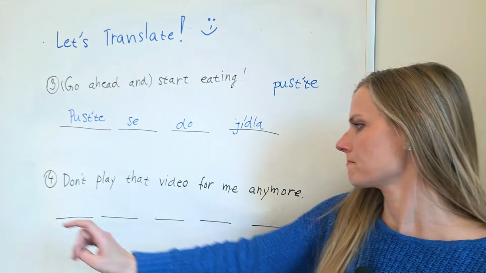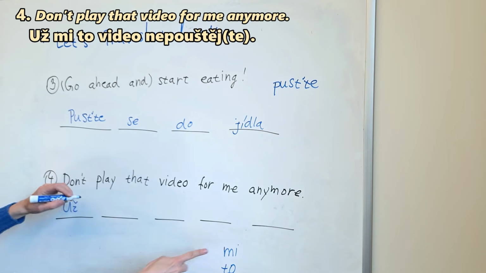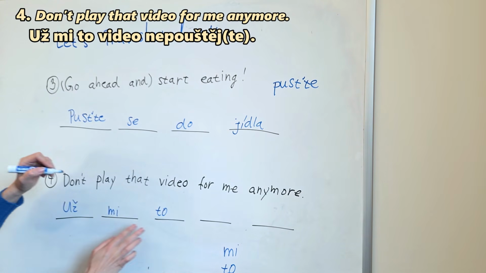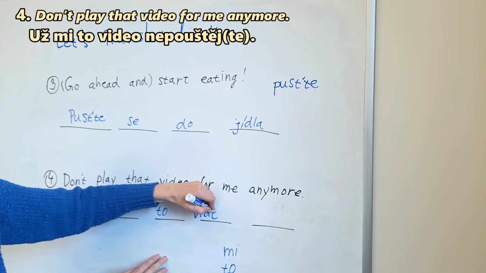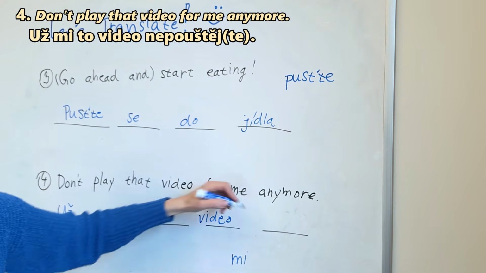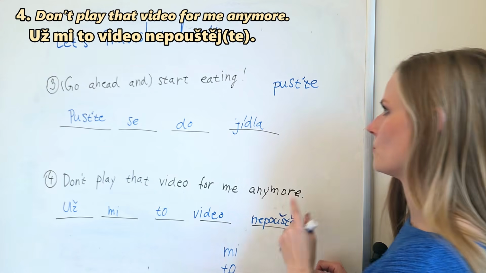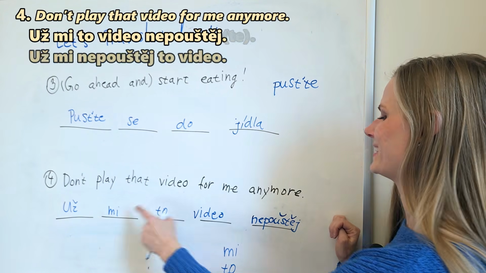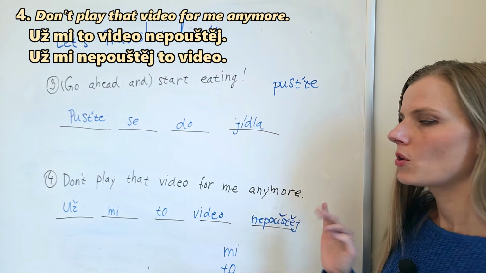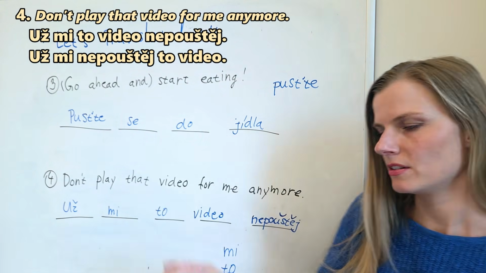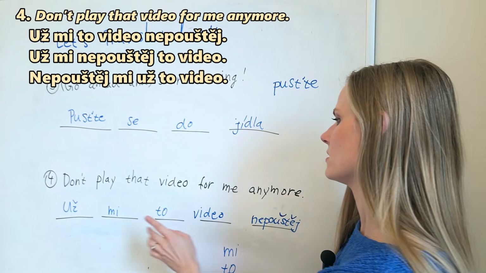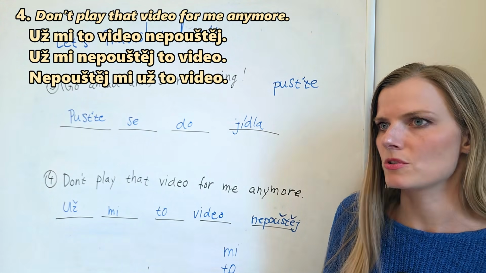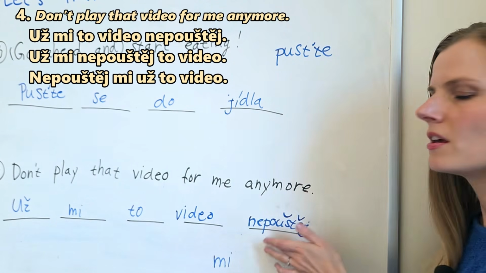A číslo 4. We can either start with už and then we have to use mi. It goes to the second position. And then to. Už mi to video nepouštěj. From pouštět. Nepouštěj. We could also say už mi nepouštěj to video. Or we could leave už for later. We could say nepouštěj mi už to video. Well, we have so many options. Nepouštěj už mi to video is also possible. I personally like this one the most.